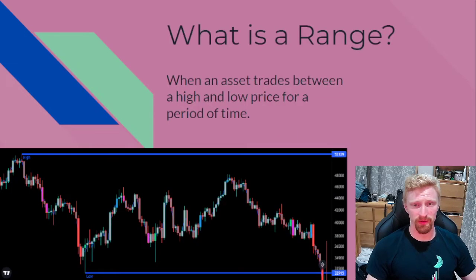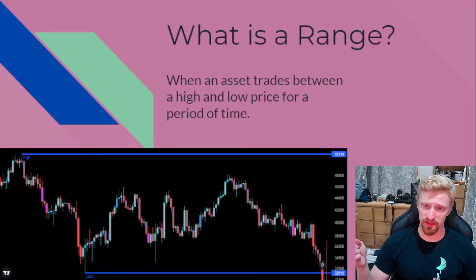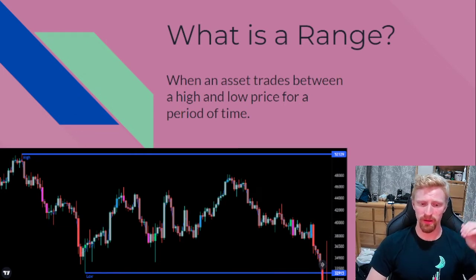What is a range? When an asset trades between a high and a low price for a period of time, this is a range. So you can see right here, Bitcoin set a swing high, set a swing low, and then continued on in this path between the high and between the low, eventually broke down to the downside, but we'll get to that later. The very important part is that we just stayed in between the two.